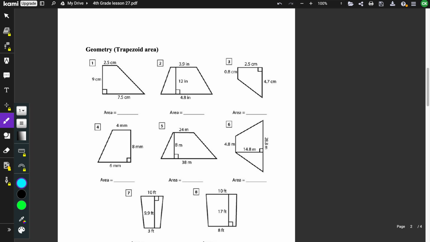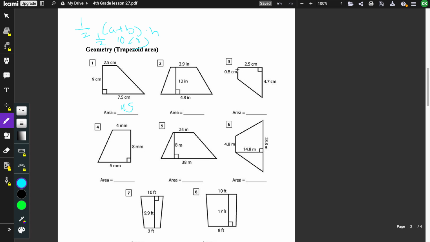Okay, so from the first problem, we see that there are two lengths, which we're going to call A and B. The formula for finding the area of a trapezoid is 1/2 times A plus B times height. The height is 9 and the bases are 2.5 and 7.5. 2.5 plus 7.5, which are A and B, is 10, and the height is 9. We divide by 2: 10 times 9 is 90, and 90 divided by 2 is 45. So the answer for number 1 is 45.